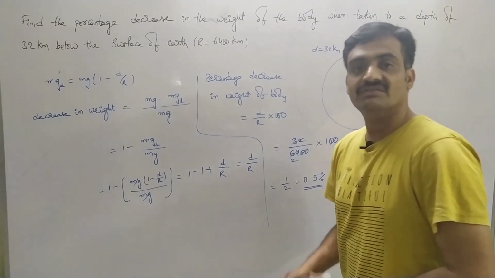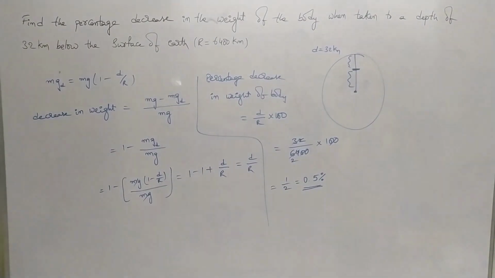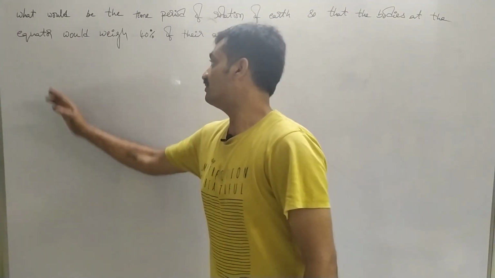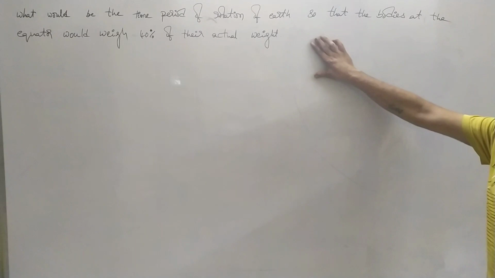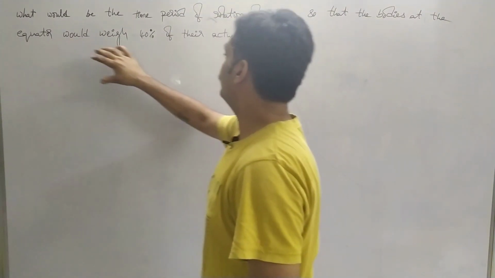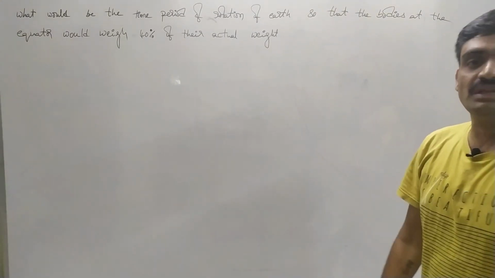Take a screenshot, we will continue. So the next problem: what would be the time period of rotation of the earth so that the bodies at the equator would weigh 40% of their actual weight?